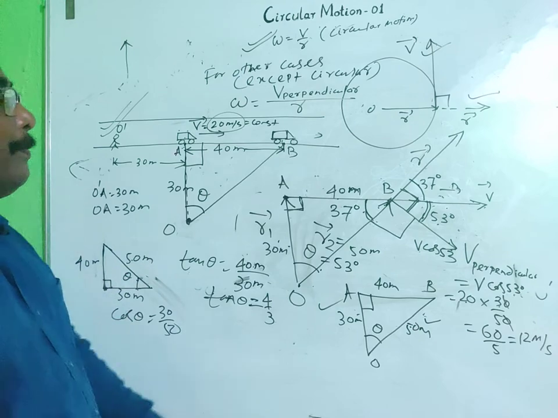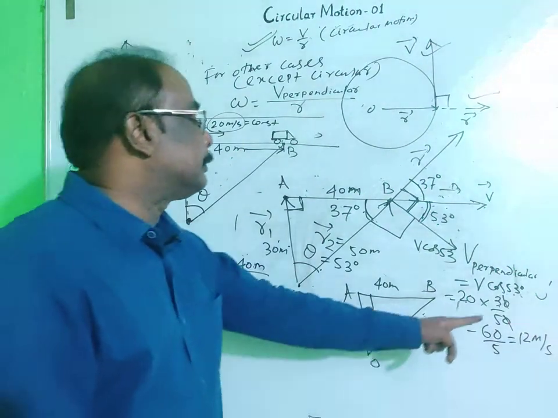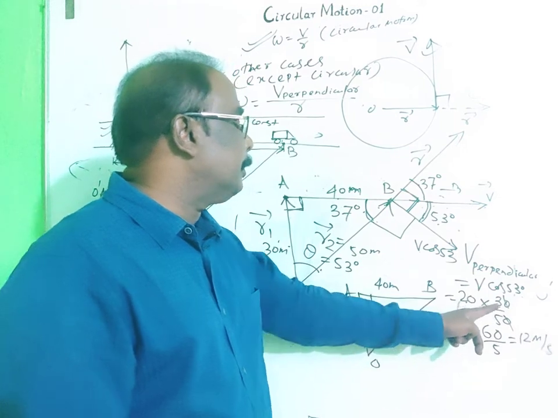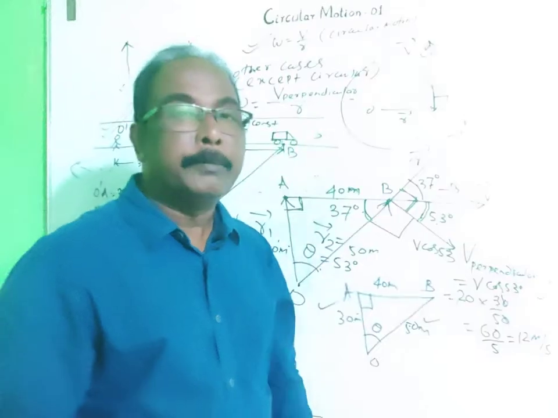Okay. Then V cos 53. Cos 53 is 30 by 50. V is 20, so 3 by 5 into 20. 20 into 3 is 60, 60 by 5, that is equal to 12 meter per second.